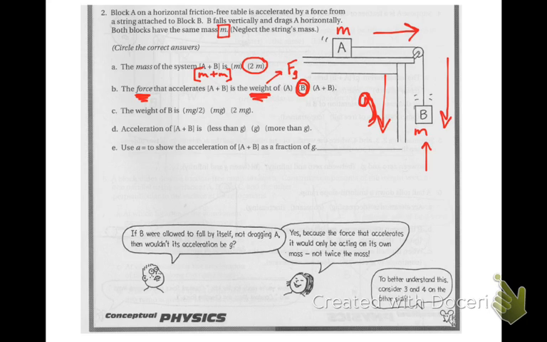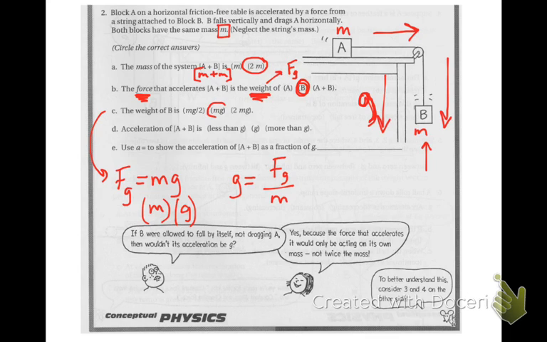The weight of B is what? So let's think about this. Weight, remember, our weight force, Fg equals mg, or g equals Fg over m. Same equation, I just rearranged it. So the weight of B is m, and the acceleration that it's experiencing is our acceleration due to gravity. So our weight of B is mg.